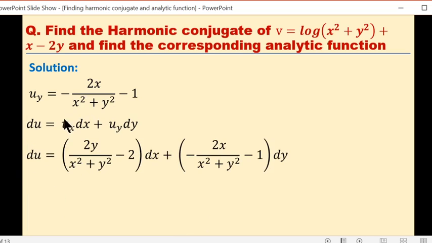So we get du equal to this. We have substituted ux here: 2y upon x square plus y square minus 2, into dx, plus here we substituted uy, that is minus 2x upon x square plus y square minus 1, dy. Okay, so this is du.